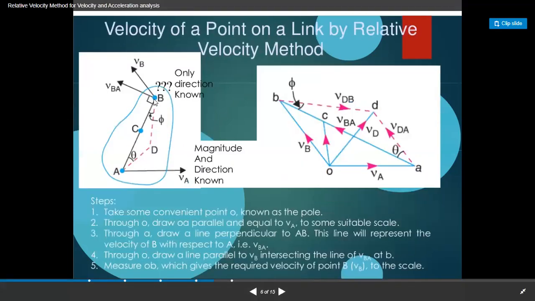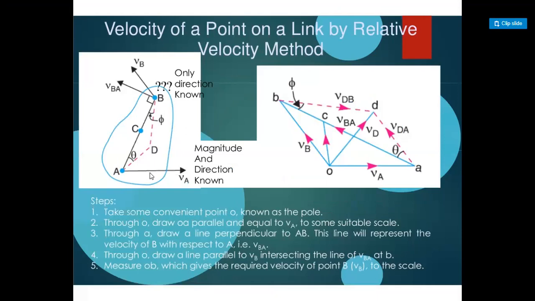Now, suppose there is a link AB and a point C is given at the center, or you can say the midpoint of the link AB. Then if you want to find the velocity of a point on a link by relative velocity method, you have to find the linear velocity direction, the magnitude and direction. Suppose the linear velocity of A is already given, but you have to find the velocity of C and velocity of B.